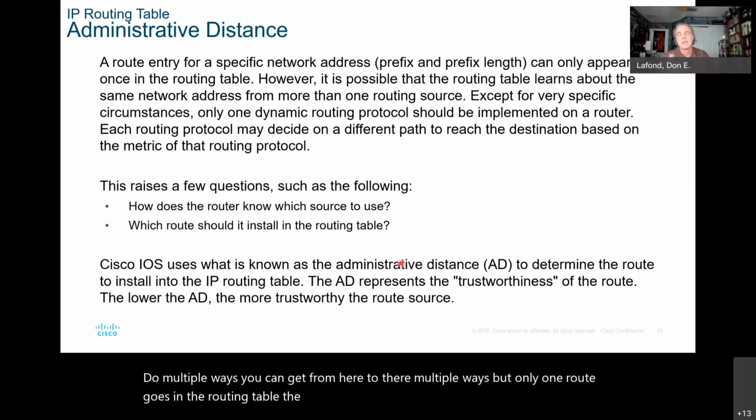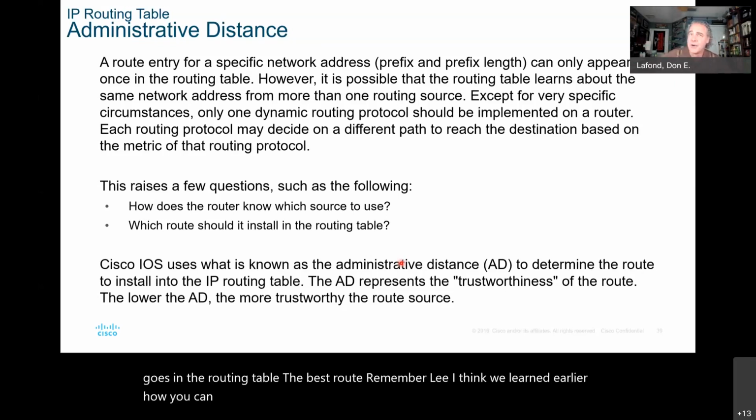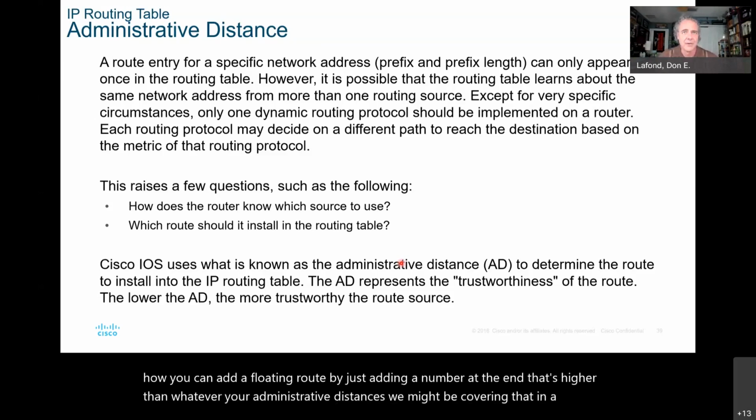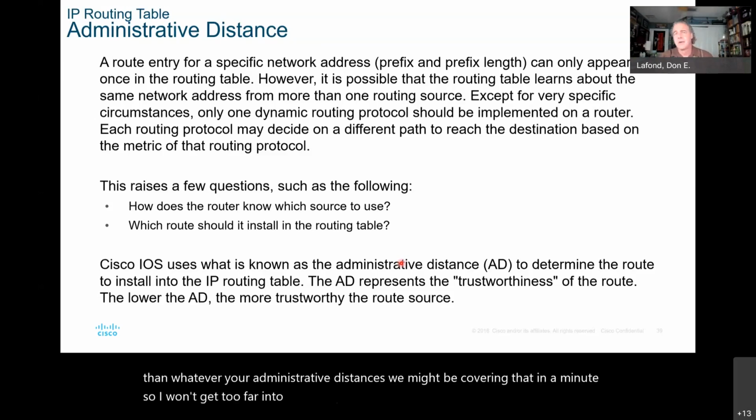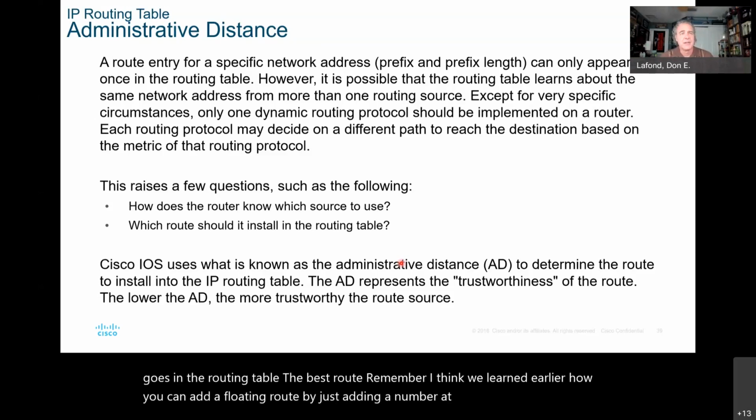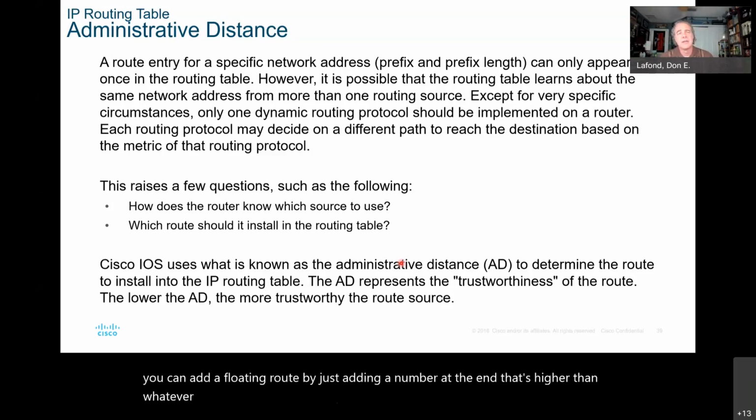Remember, I think we learned earlier how you can add a floating route by just adding a number at the end that's higher than whatever your administrative distance is. We might be covering that in a minute, so I won't get too far into that. I either covered it before or I'll cover it here in a minute. But anyways, just the best route is included in the routing table.